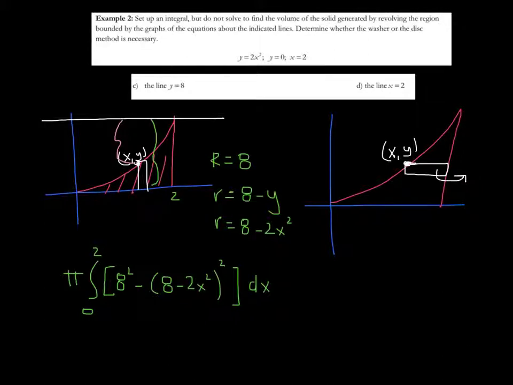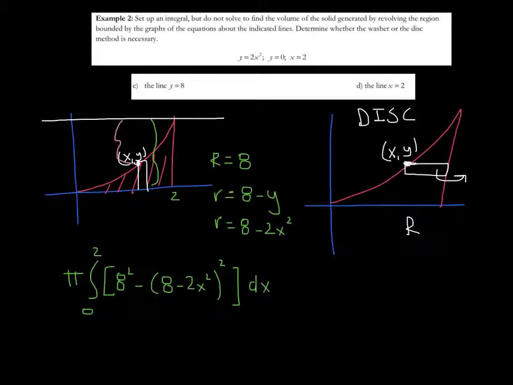And this is which method? Well, is the rectangle attached to the axis that you're rotating around? Yes, it is. So this is the disk method. All right, and so all we need to do is figure out what capital R is and plug that into our disk method formula, and we are done.